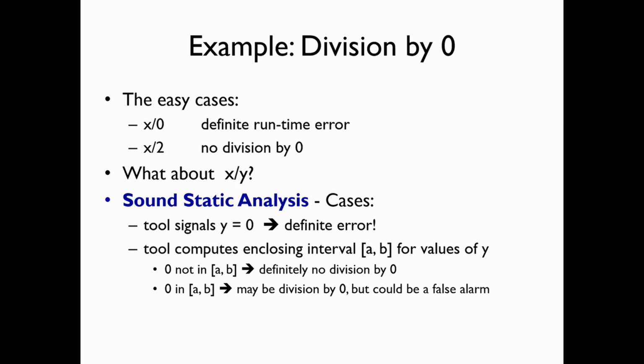If, however, the interval includes 0, we are not sure what is the case. It could be that 0 is a potential value of y, so there is an execution in which y actually has the value 0, resulting in a division by 0. Or the 0 got into the interval by over-approximation. Then this would be a false alarm.